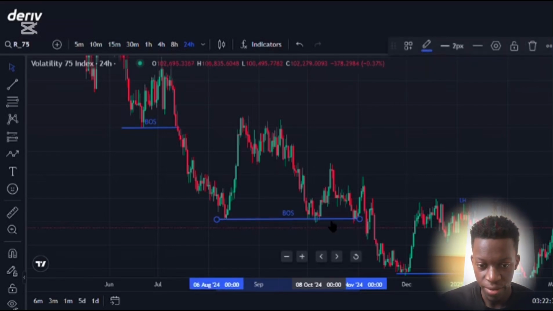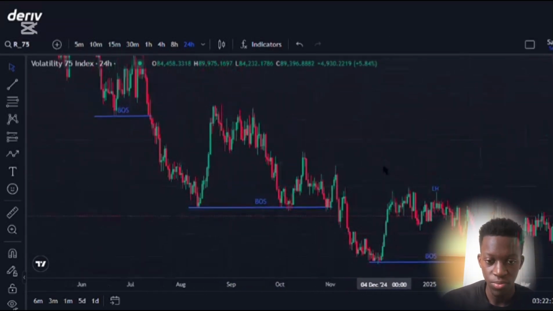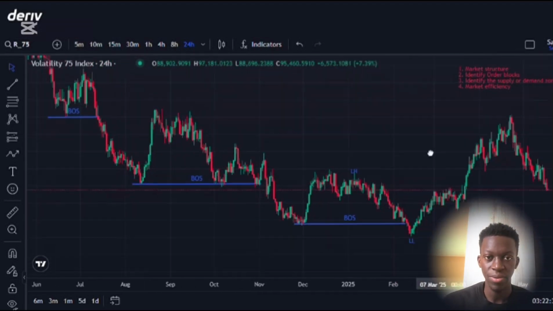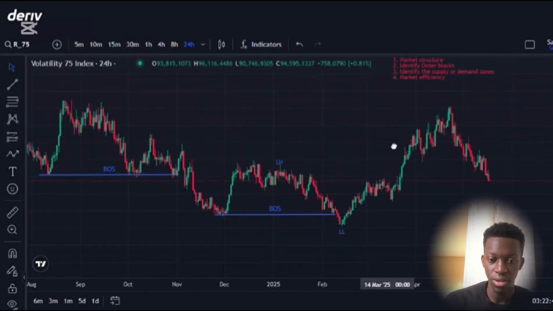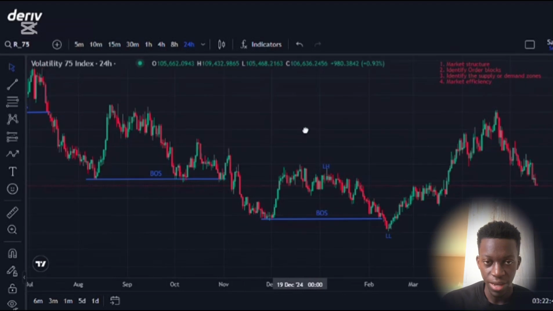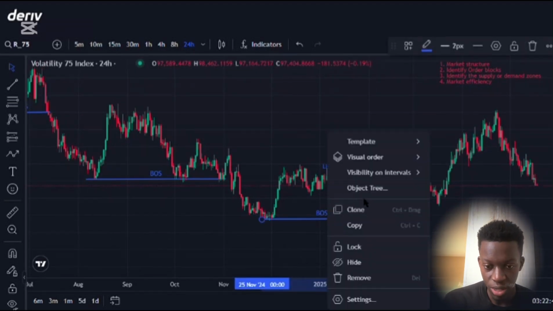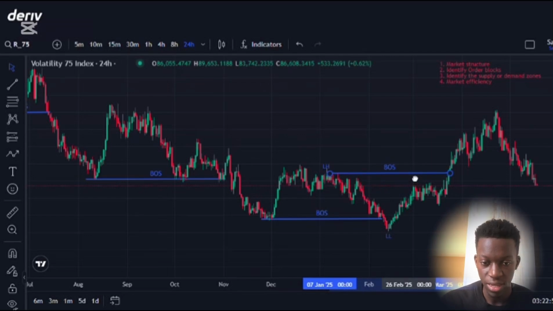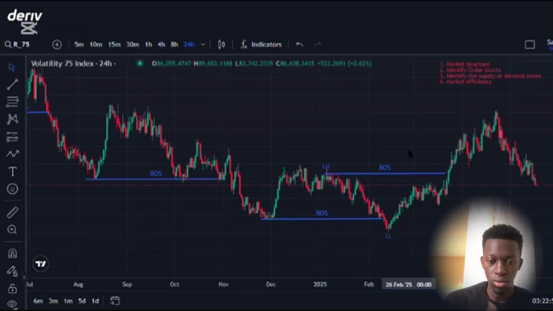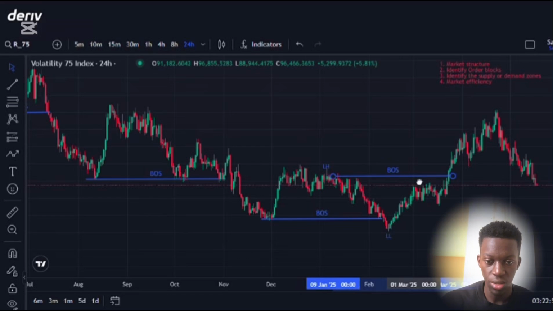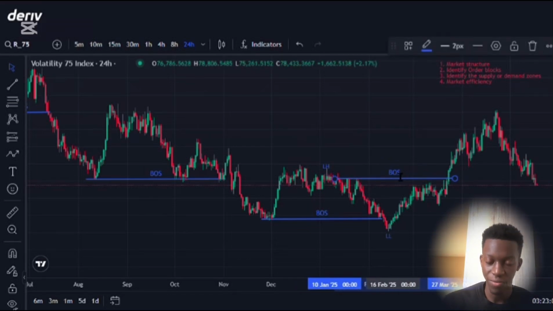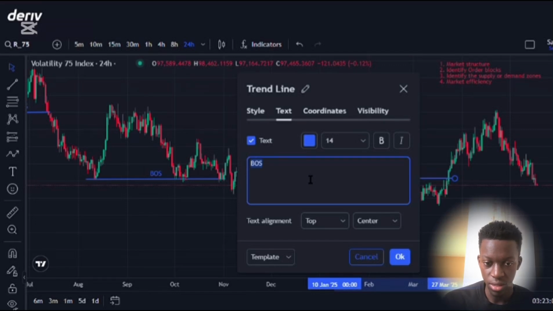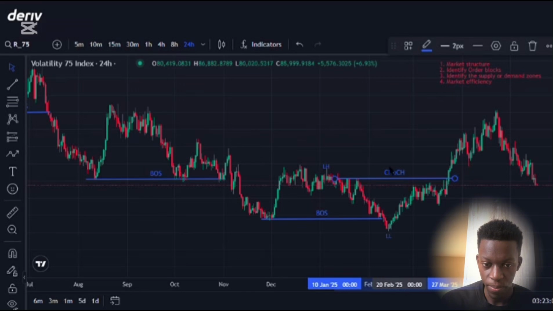As I said, if it's bullish, you will be looking for points at which the market has been breaking the previous high, and those will be your breaks of structure. Then at the point where the market completely changes direction, let's say it was in a bearish movement and has now become bullish, that no longer becomes a break of structure, rather we'll call that a change of character. So instead of a break of structure here, we'll say change of character.